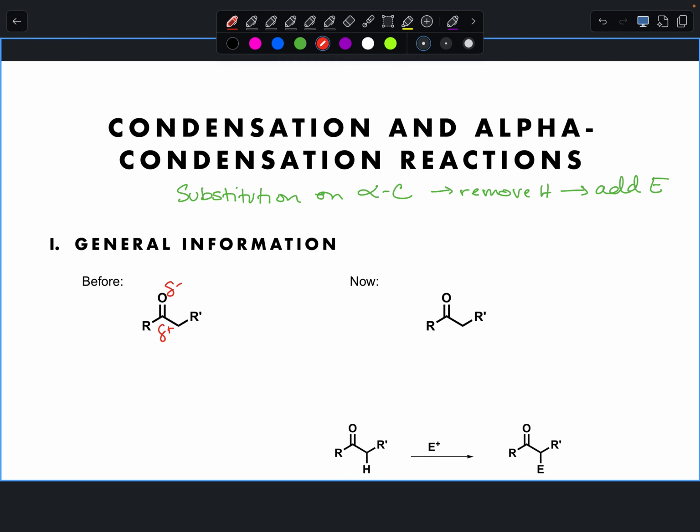And that gives us a different version of our enolate, which then is going to react with the conjugate acid of our base as the source of the hydrogen, or the proton. Okay? So we have back and forth with acid catalyzed, and we have back and forth with base catalyzed. Good?